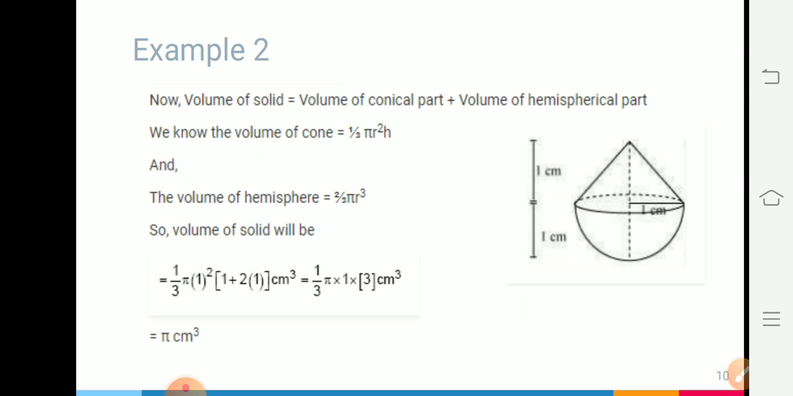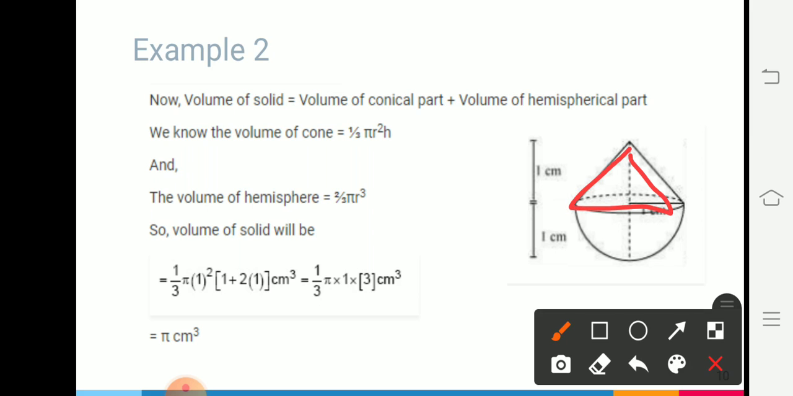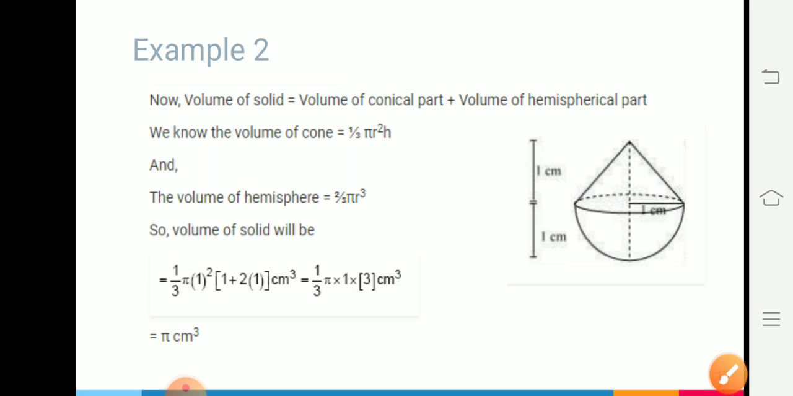So the volume of solid is equal to the volume of the conical part and the volume of the hemispherical part. So the volume of the cone is 1 by 3 pi r square h and volume of hemisphere is 2 by 3 pi r cube. So putting the values, we get 1 by 3 pi 1 square (1 + 2 into 1), which is 3. So it will be equal to just pi centimeter cube.